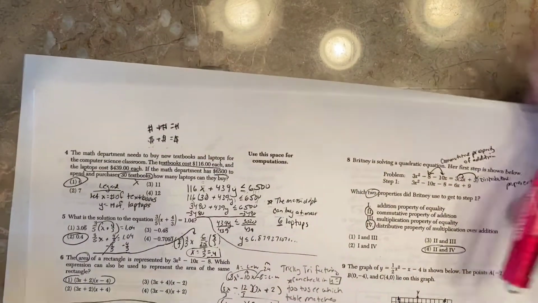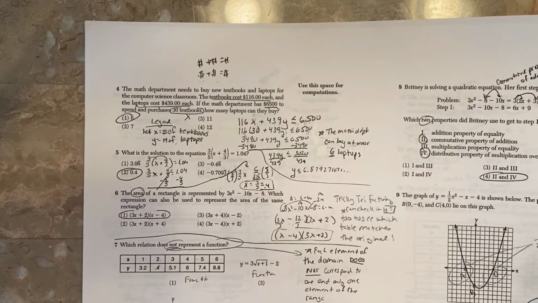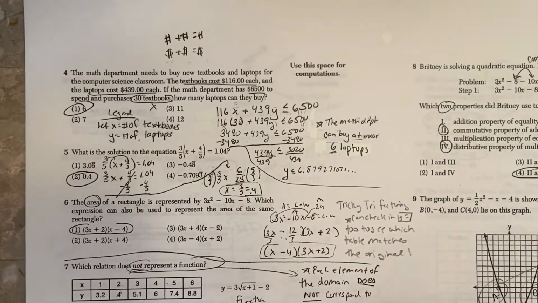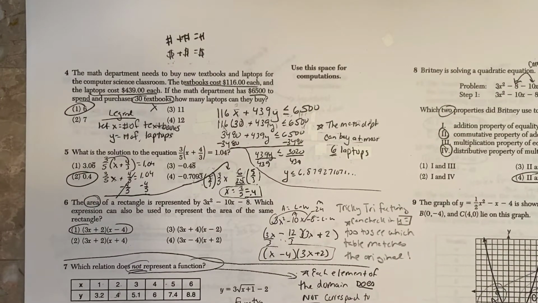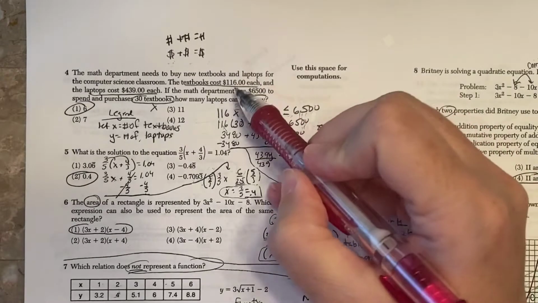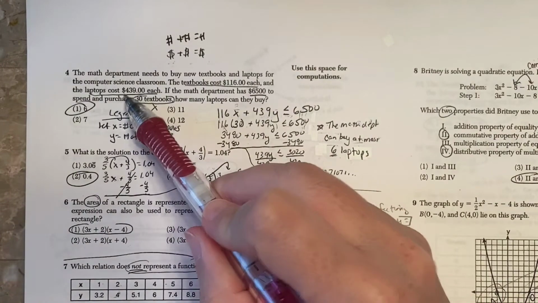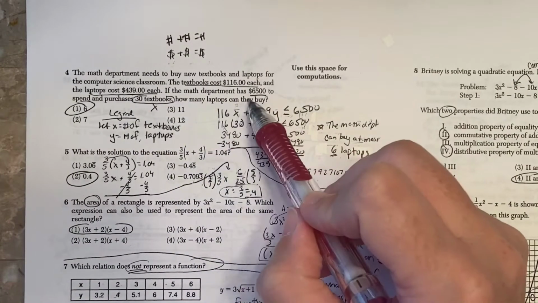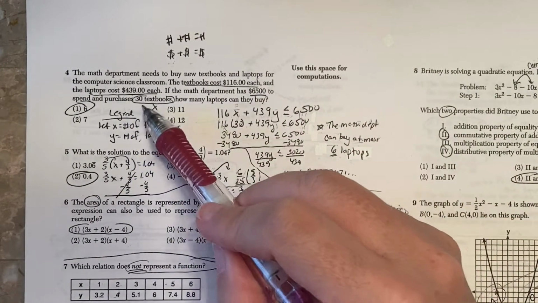Okay, next page. All right, number 4. Again, I'm going to zoom in a little more. The math department needs to buy new textbooks and laptops for the computer science classroom. The textbooks cost $116 each. The laptops cost $439 each. The math department has $6,500 to spend and purchases 30 textbooks.